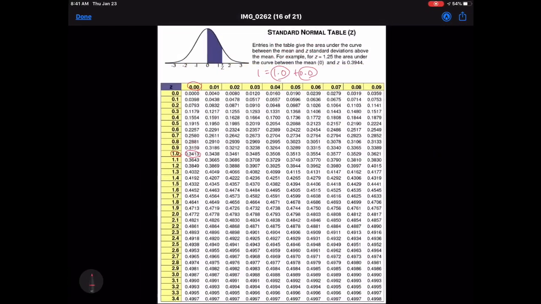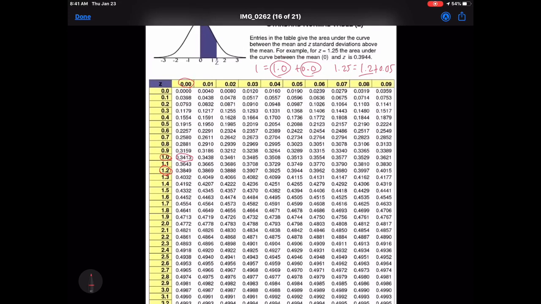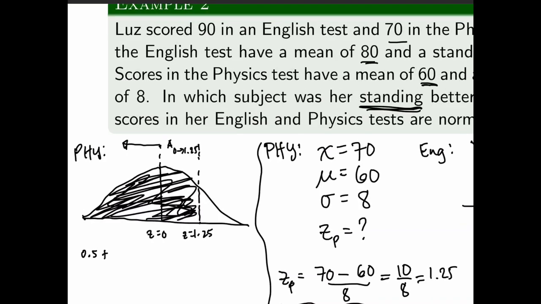Let's go back to our table. So 1.25 equals 1.2 plus 0.05. Let's find 1.2. 1.2 is here. 0.05 is here. Draw a line. So we are at 0.3944. So the area is 0.3944. In total, that's 0.8944.